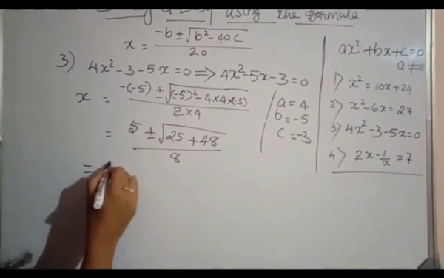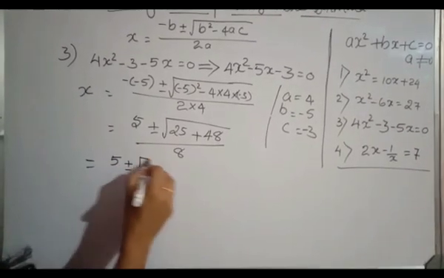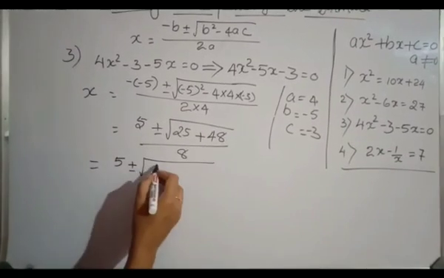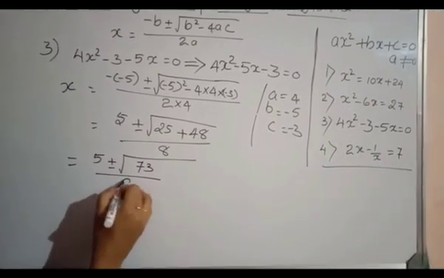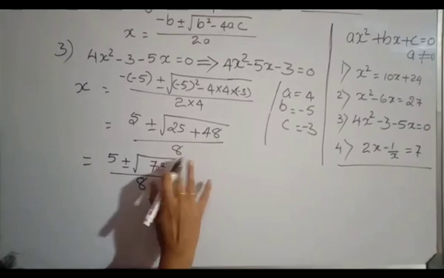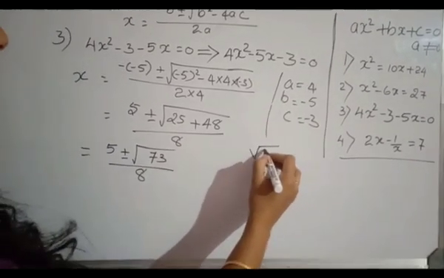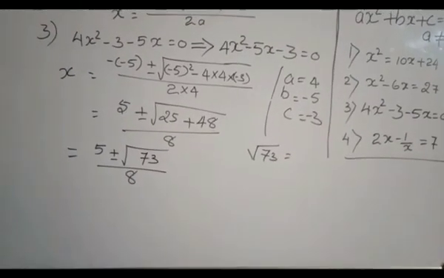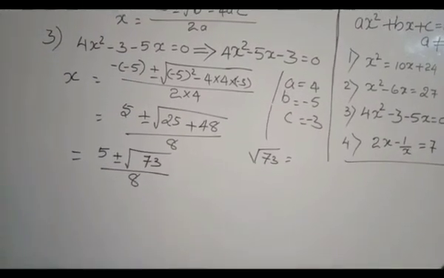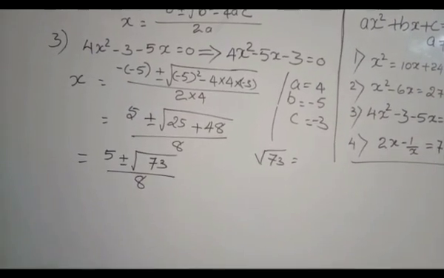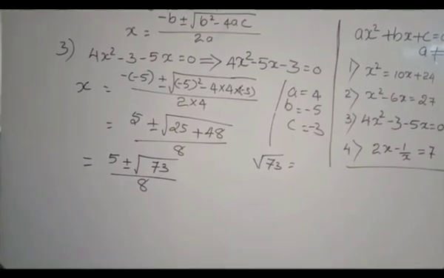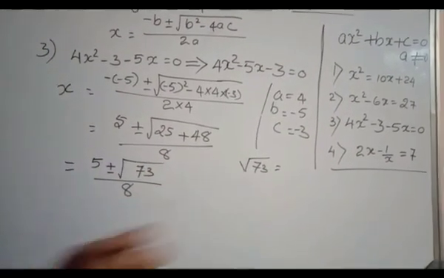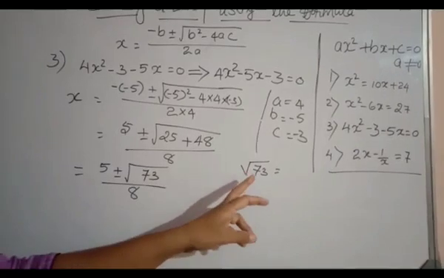So this is equal to 5 plus or minus square root of 25 plus 48, that is 73, divided by 8. So what's the square root of 73? In the previous question, we had perfect squares. That's the reason we were able to find the square root very easily. In this question, it is b squared minus 4ac. The discriminant is not a perfect square. It's the square root of 73.